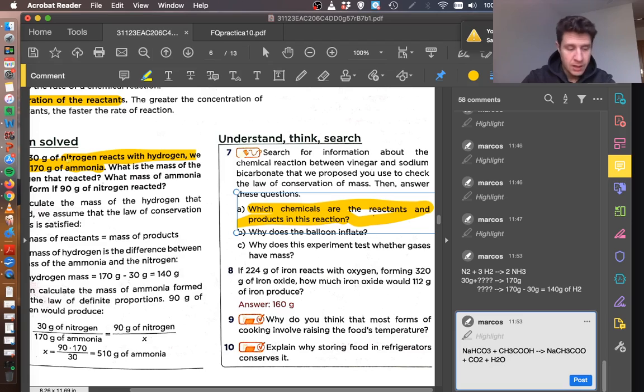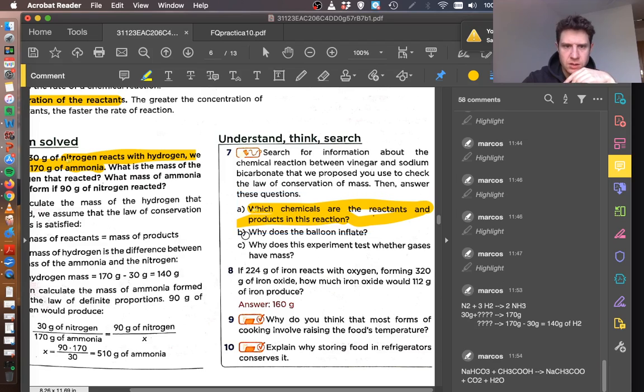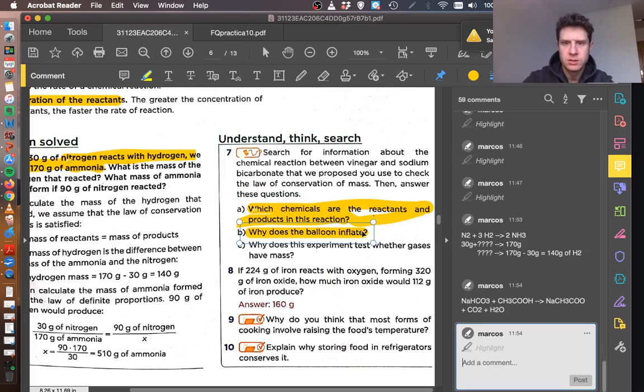So they're asking me, what are the chemicals? Why does the balloon inflate? Because we have CO2. So here, due to the CO2. Yes, more formal: due to.